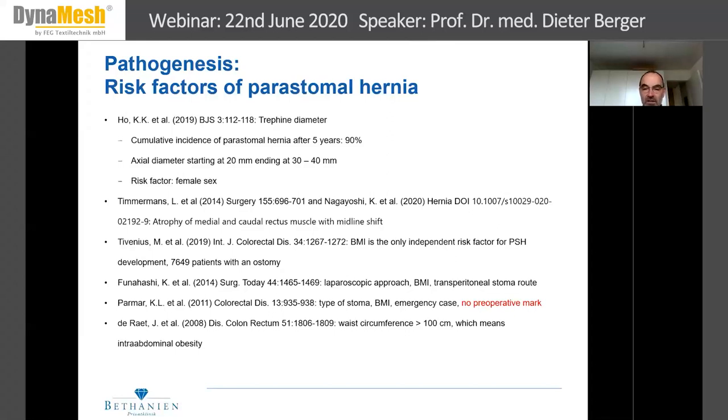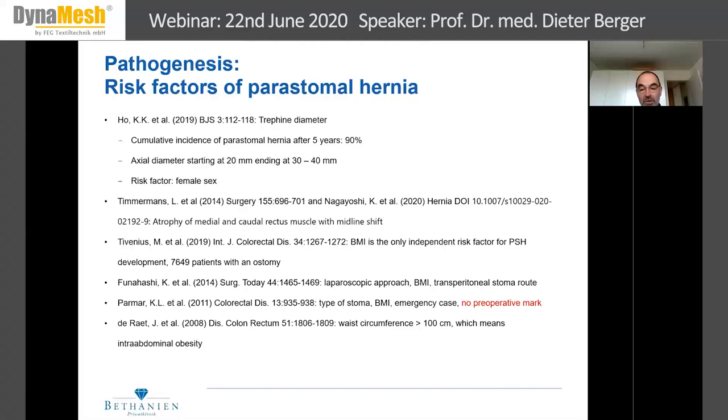But the doctors must be able to do that by themselves, because during the night the stoma nurses usually are not available for preoperative marking. Another quite old paper described intra-abdominal obesity as a risk factor. They showed that a waist circumference of more than 100 centimeters was an important risk factor for the development of parastomal hernia.